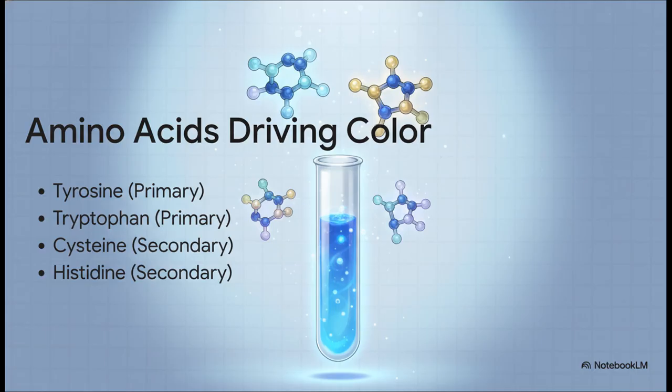The sheer intensity of that beautiful blue color is heavily driven by the presence of specific amino acids buried within your protein. Tyrosine and tryptophan, they're the primary contributors here. They're the ones actively reducing the Folin reagent. Cysteine and histidine pitch in as well, but as secondary contributors. And since different proteins obviously have totally different amounts of these specific amino acids, the exact shade of blue can actually vary slightly from protein to protein. That is absolutely a crucial detail you'll want to remember for later.